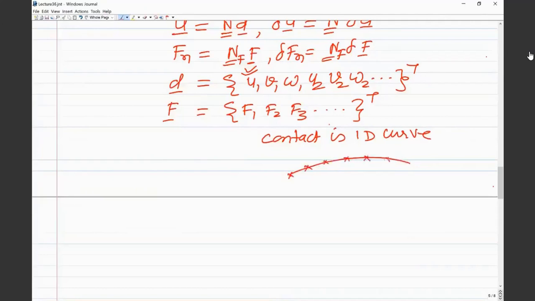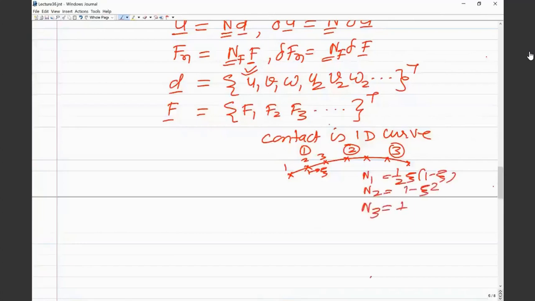Let us say the corresponding elements we are using in the target and contactor bodies are quadratic elements. Then we will discretize the whole contact curve using three-noded elements. Locally, let us say these are the node numbers 1, 2, 3, and this is the xi coordinate. This will be contact element 1, then contact element 2, contact element 3, like this you will have. You already know that the shape functions are N1 equal to 1 by 2 into xi into (1 minus xi), N2 equal to 1 minus xi square, and N3 equal to 1 by 2 into xi into (1 plus xi).